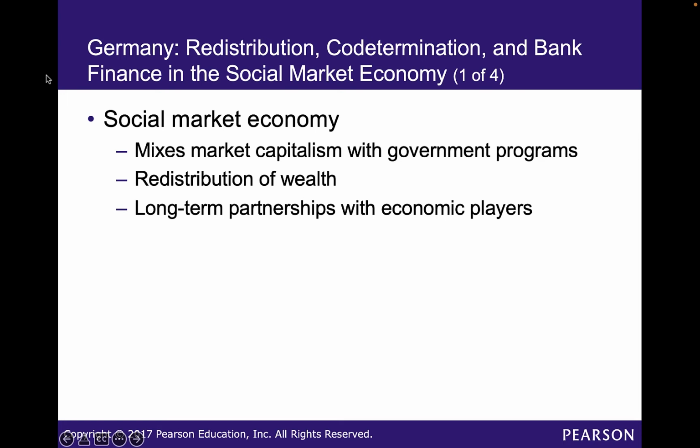So also when we talk about Germany, right? Redistribution, codetermination, and bank finance in the social market economy. Germany is a social market economy. It's kind of mixed market capitalism with government programs. There are aspects of redistribution of the wealth, taking money from the wealthy and giving it to lower earners. And then long-term partnership with economic players.